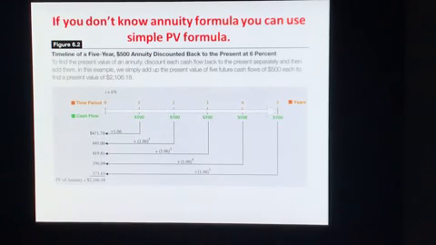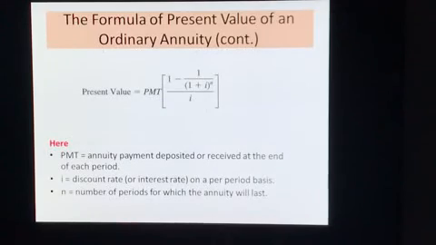But as we know, this is a time consuming process. So instead of using this method, we can use the present value formula. We will insert all values in this formula to calculate simply. The present value of an ordinary annuity is equal to payment times 1 minus 1 divided by (1 plus i) raised to the power n, divided by i. Here PMT is the payment of the annuity, i is the discount rate, and n is the number of periods.